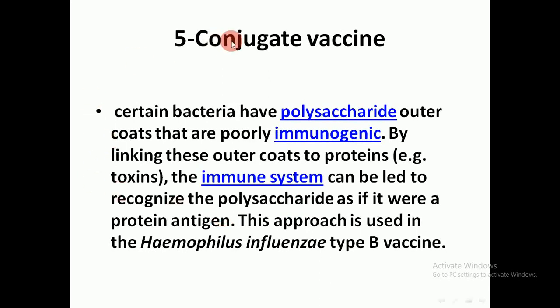Another type of vaccine, the conjugate vaccine. Here, certain bacteria have a polysaccharide that coats the bacteria, and this is poorly immunogenic, so we link it with another protein, for example a toxin, to induce the immune system, and then the immune system will recognize the polysaccharide as if it were a protein antigen. This approach is used in the Haemophilus influenzae type B vaccine.